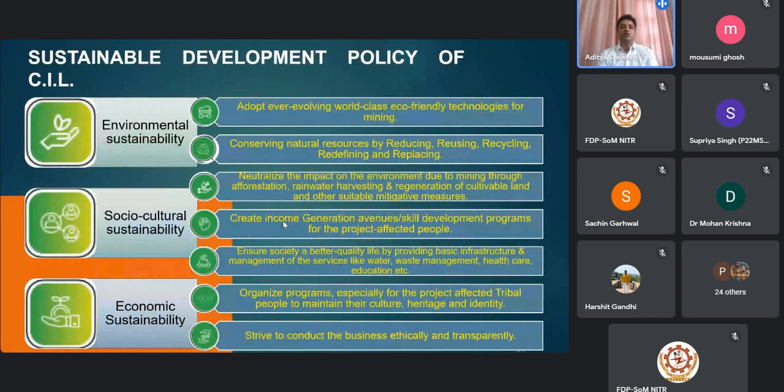Now, sustainable development policy. We have a sustainable development policy in terms of environmental sustainability, socio-cultural, and economic sustainability. In the socio part, we create income generation avenues and skill development programs for the project affected people, and ensure a better quality of life, providing basic infrastructure. So we invest in health, schools, and basic infrastructure like roads and other development centers, skill development, all these things we invest in.